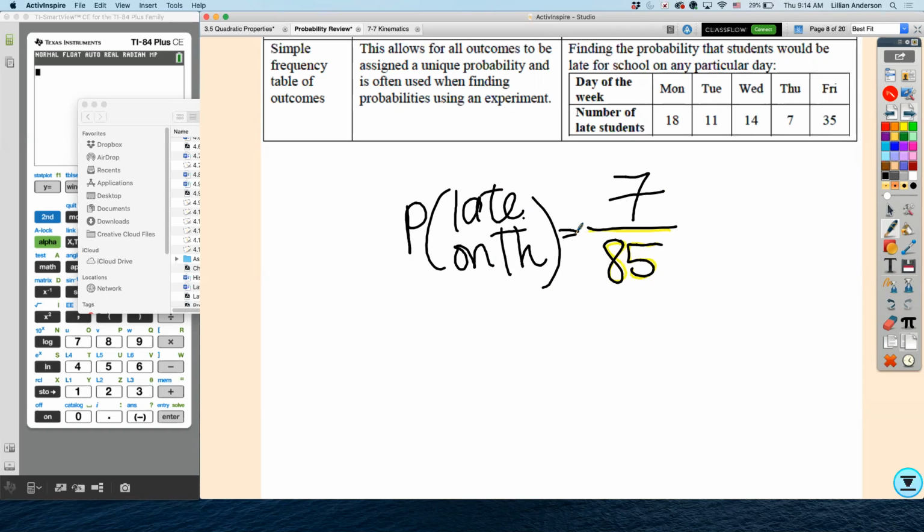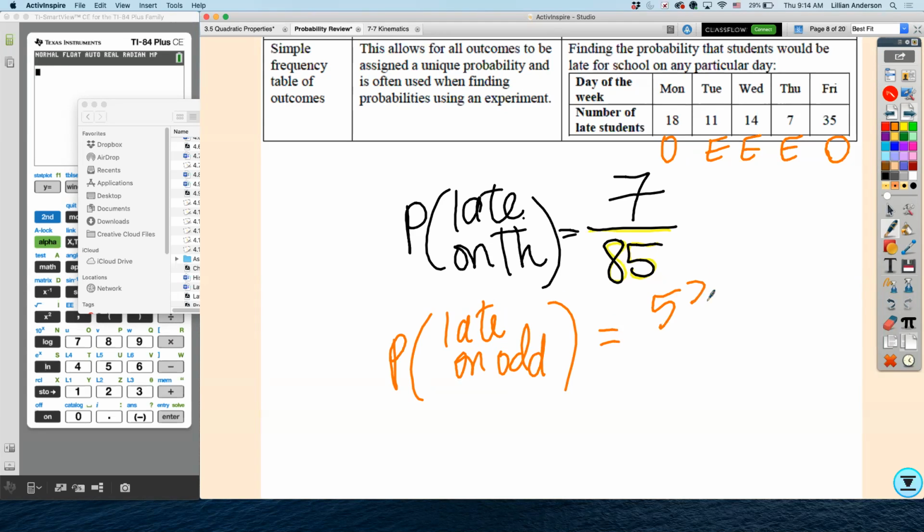Simple like that. What if I said, you know how we run take this week, how our school does it, we did odd on Monday, even Tuesday, even Wednesday, even today. What's Friday? What's the probability that a student is going to be late on an odd day? 53 over 85. Very good, because I add the two on Monday and Friday, and I divide by the total number of students who are late overall for the week.